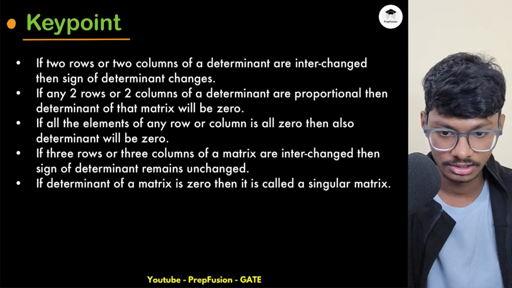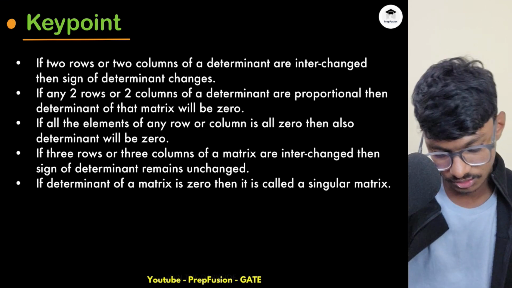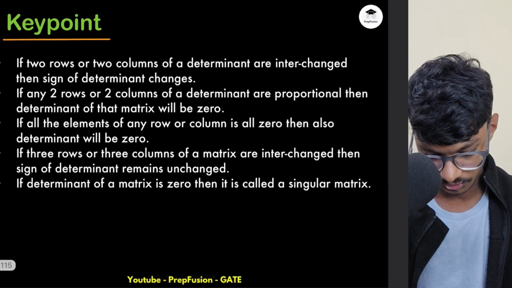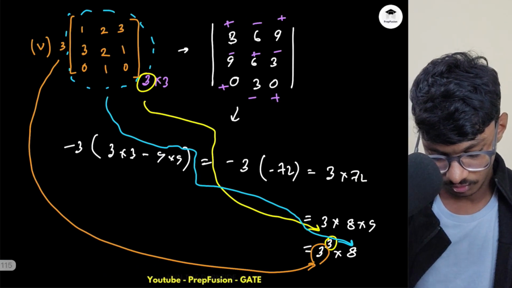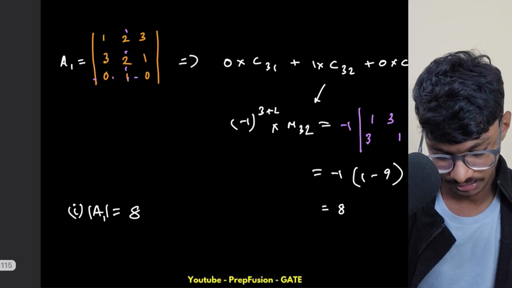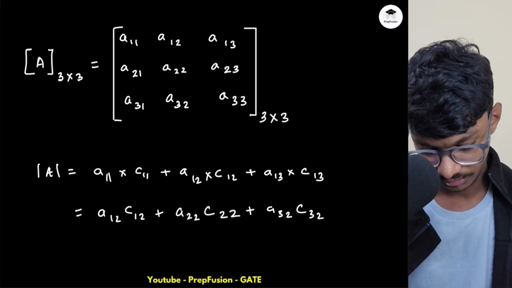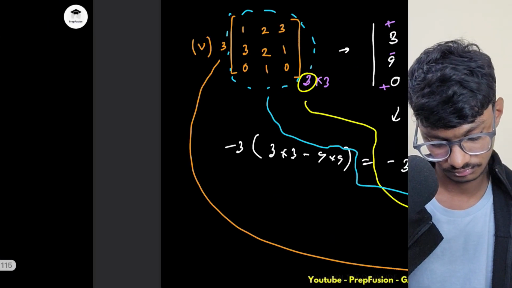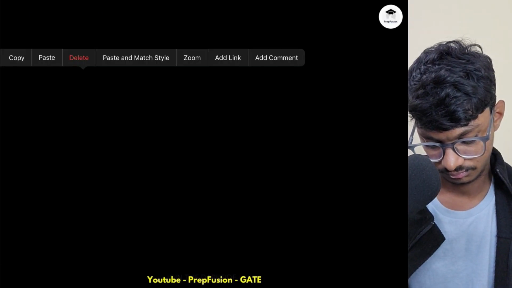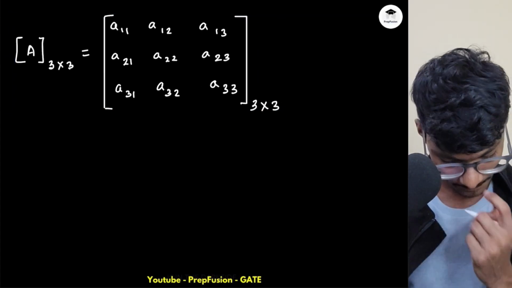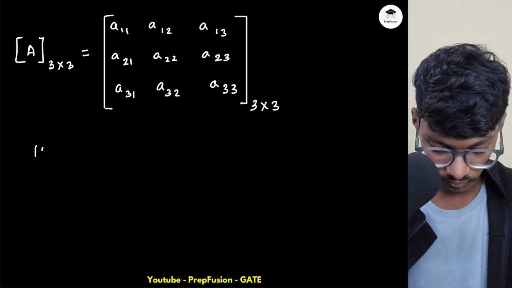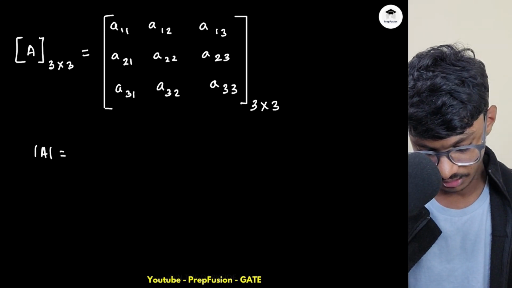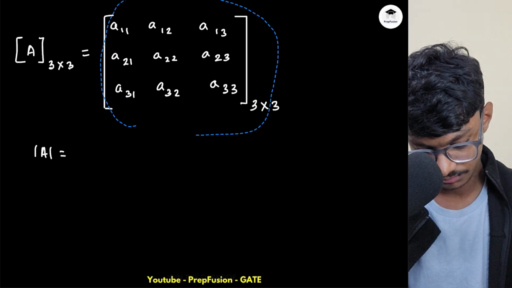So it wouldn't matter. What I am trying to explain, let me explain for 3 cross 3 only. So I should copy this 3 cross 3 matrix. Yeah, this one. Now what can I do? I can find the determinant. If I write the determinant like this, I will again copy and paste this basically.